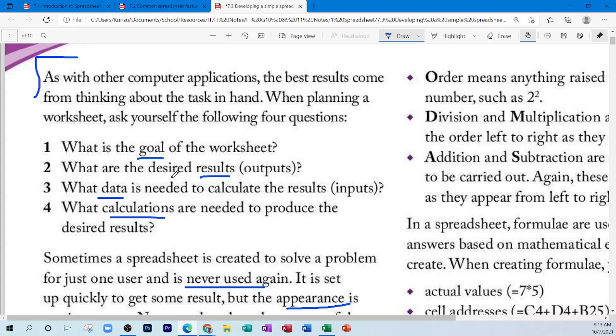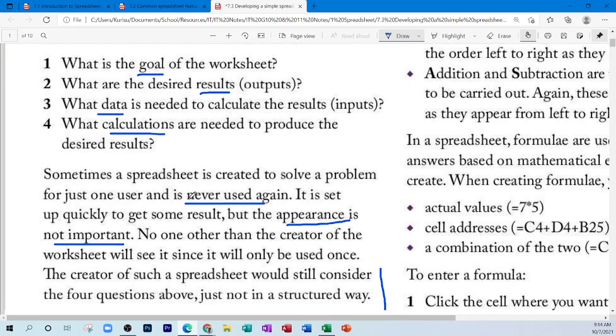You have to think about what the results are. What do I want to see in this spreadsheet? Question number 3, what data am I going to put in? How many push-ups? How long did I take, and so on? And if there are any calculations to get the result, what kind of calculations do I need? So when you're making a spreadsheet to record data, you would think of these questions.